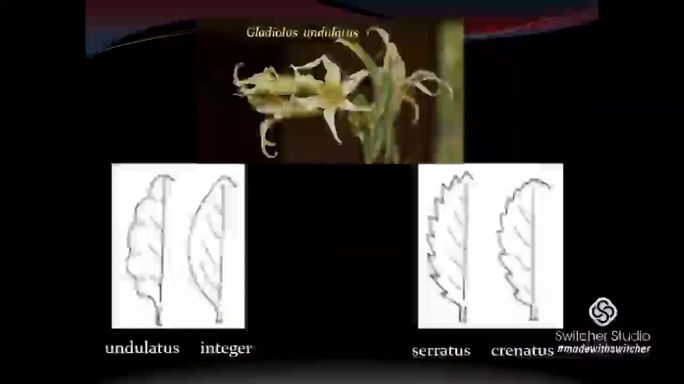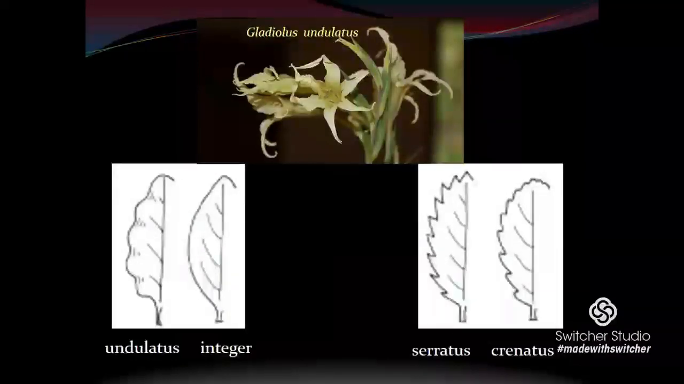Let's look at the edges of leaves. Undulating. What do you call integer in English? If it's gaafrandig in Afrikaans. If the edge of the leaf is just smooth, entire. Integer, that's Latin, easy. It's without anything else. Okay, there's a Gladiolus undulatus. That is the kind of undulatus that picture wants to express.